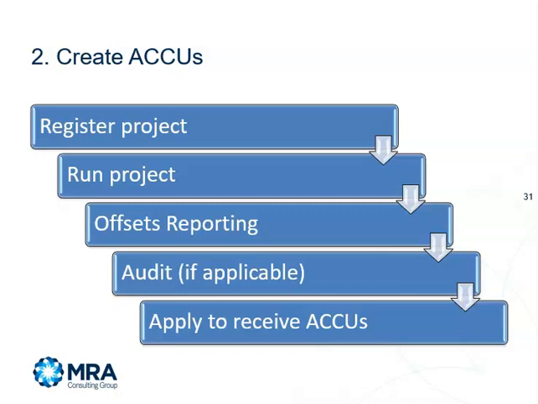Information required for registration: demonstrate newness and demonstrate legal right. Next, run the project. Carry out land management activity. Carry out sampling as required. Draft an offsets report every 6 months to 5 years. Audit if applicable. Projects are required to undergo periodic audits to ensure the project is run in accordance with legislation. And lastly, apply to receive ACCUs.